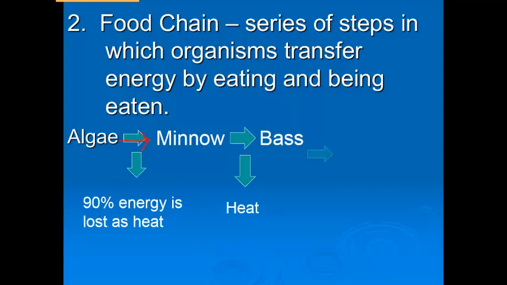Now the bass might also get eaten maybe by a larger bird like a heron. We could even substitute humans in there that eat bass. And again, at every step, heat is going to be lost. 90% of the energy in every single one of these, 90% is lost. Only 10% of the energy actually moves up to the next level. So by the time you get to the top of your food chain, or by the time you get to the top of a food web, when we look at those, you have little energy left available.